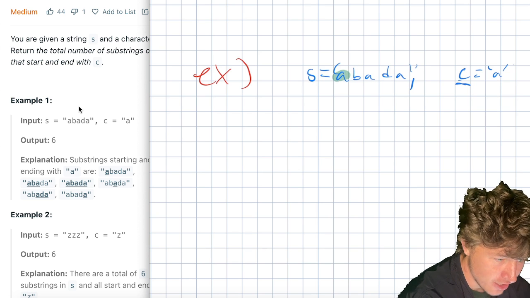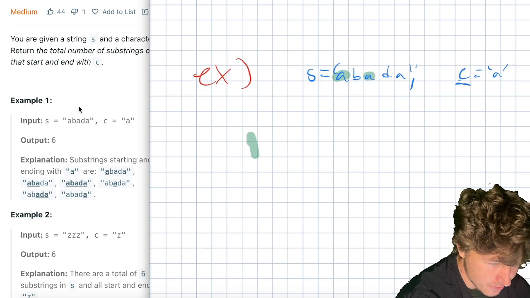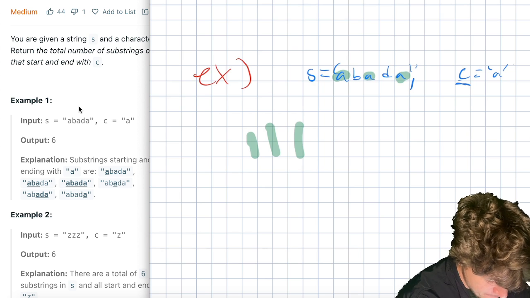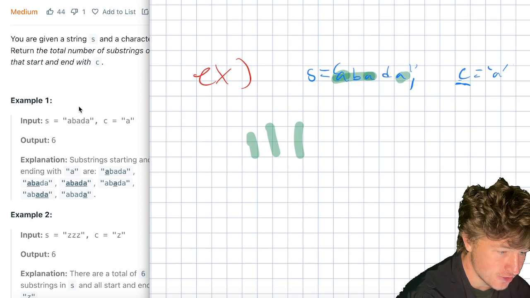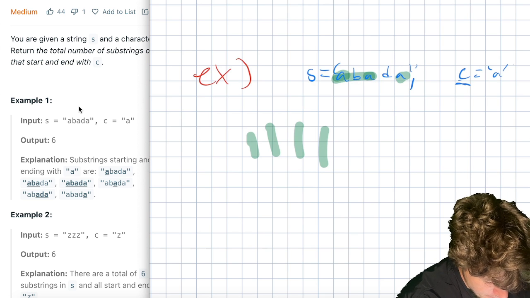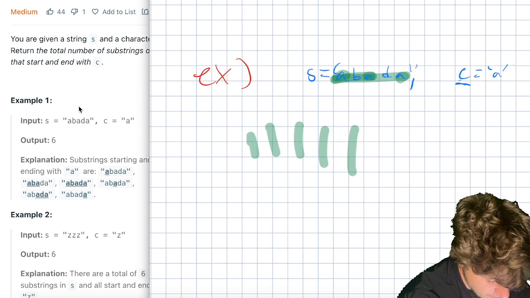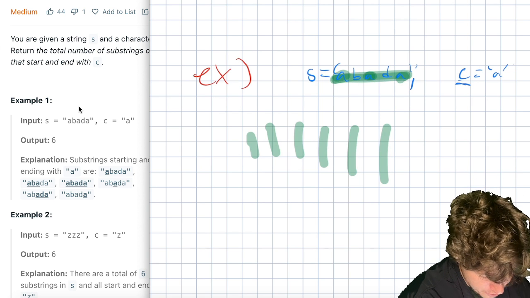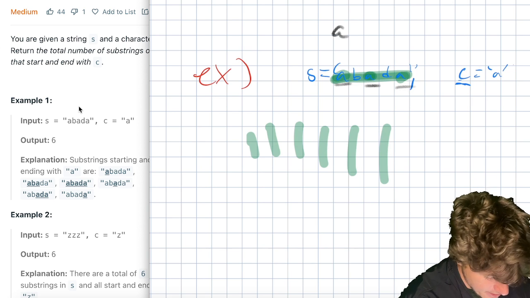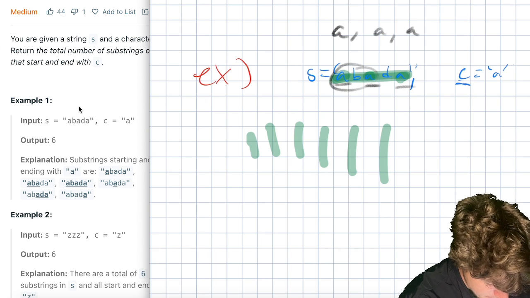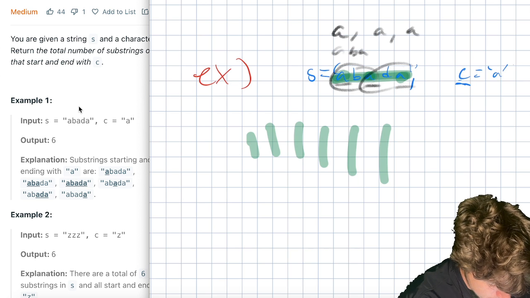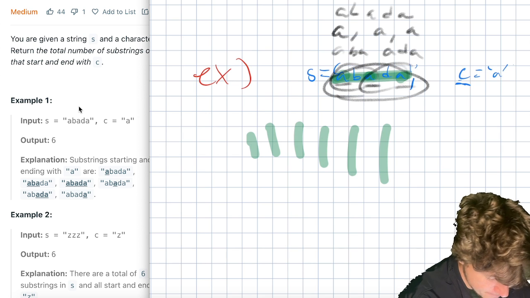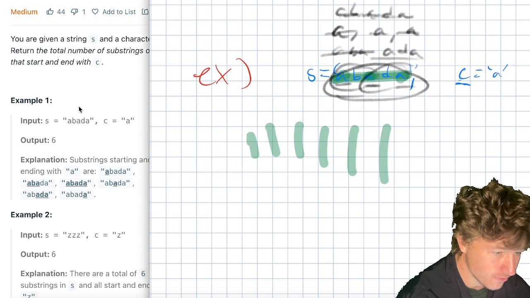There's this A by itself, so that'd be 1. There's this A by itself, that'd be 2. There's this A by itself, that'd be 3. There's these two A's together, ABA, that'd be 4. There's ADA, that'd be 5, and then there'd be ABADA, and that'd be 6. And that's why there's 6: 1, 2, 3, 4, 5, 6. Those strings together, if you want to write them out, are A, A, A, ABA, ADA, and ABADA.